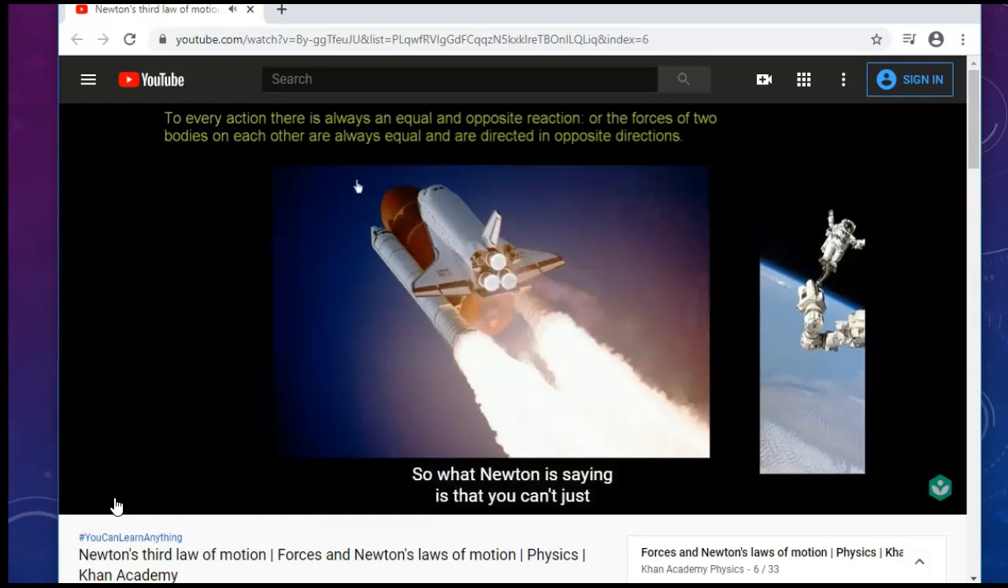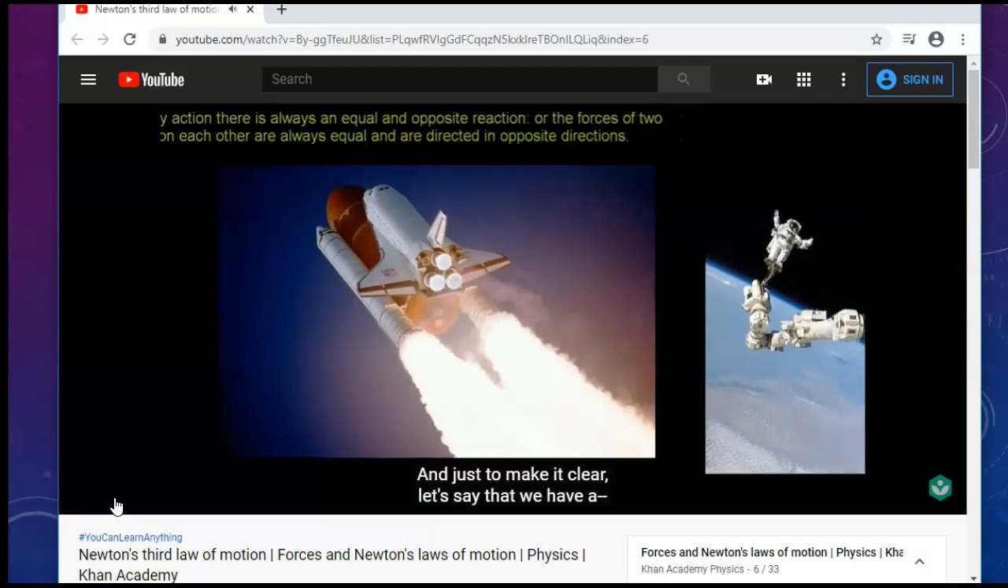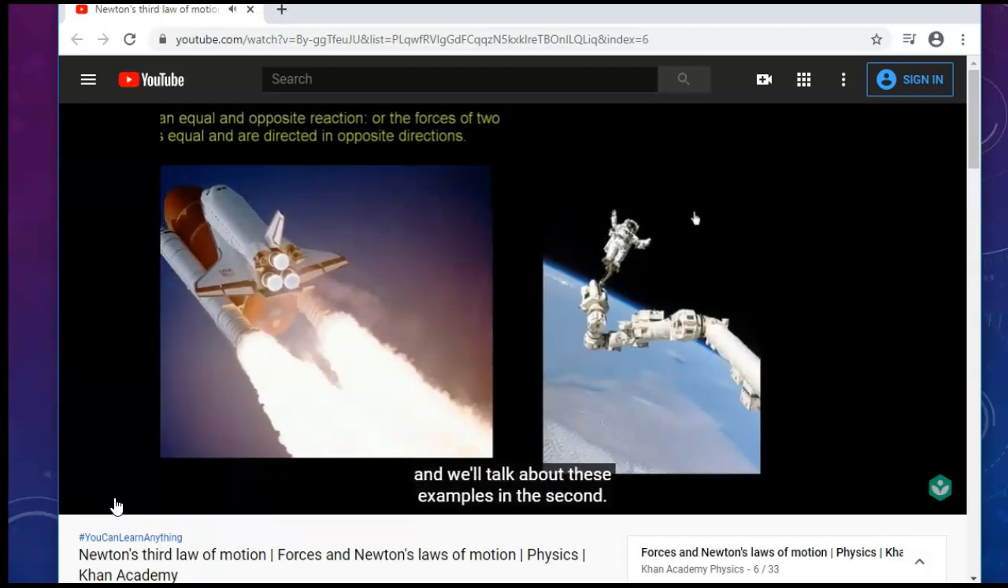So what Newton is saying is that you can't just have a force acting on some object without that object also having an opposite force acting on the thing that's trying to act on it. And just to make it clear, let's say that I have some type of block right over here, and that I press on the block and try to push it forward. So this is my hand trying to press on the block and exert a net force in that direction, so that the block moves to the right.